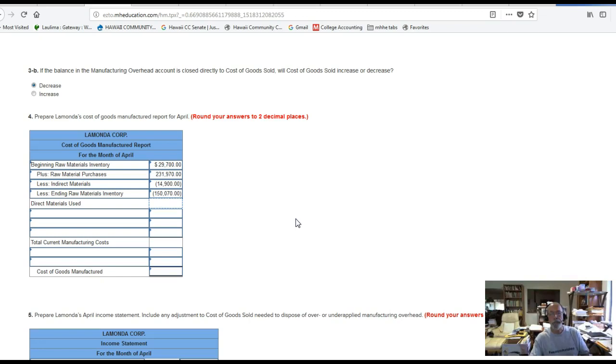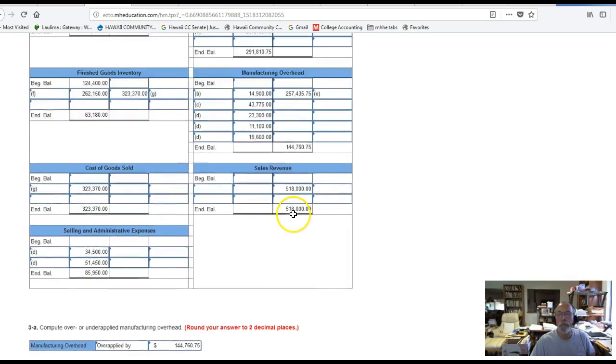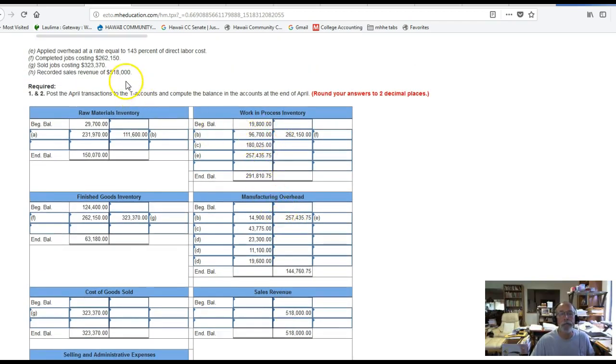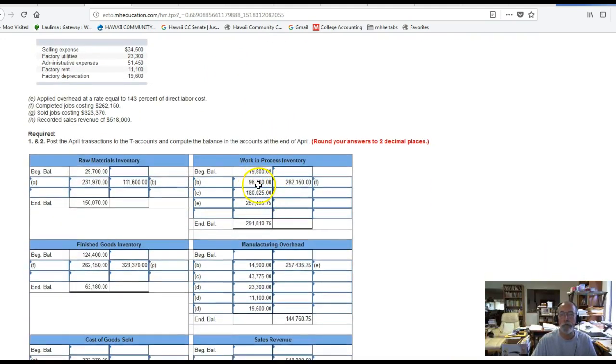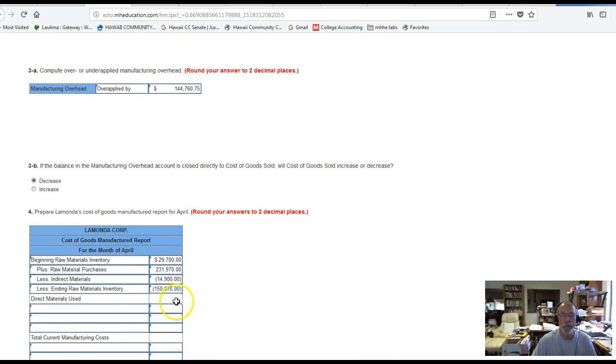And the resulting amount should be the amount of direct materials used, which if we go back to the work in process inventory account and also back to the transaction itself, well, the transaction doesn't give us the amount, but the amount is the result of taking the raw materials requisitioned and subtracting out the indirect materials or manufacturing overhead portion. But our T account shows that amount, which is $96,700. And so we need to do this calculation on our calculator. $29,700 plus $231,970 minus $14,900 and minus $150,070, and our resulting balance is 96.7, which is the amount of our direct materials used.